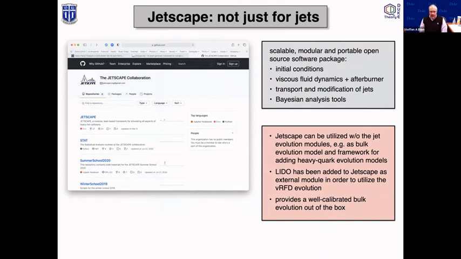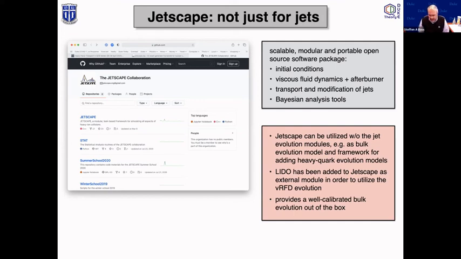One thing I want to point out is a package called Jetscape. It is a software package based on a scalable modular architecture. It contains Trento for initial conditions, MUSIC for fluid dynamics, and it uses SMASH as an afterburner. It was originally devised to study transport and modification of jets. It also contains a set of tools for Bayesian analysis.